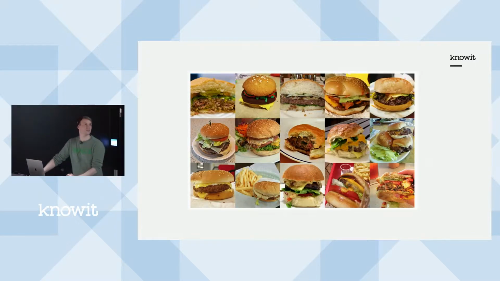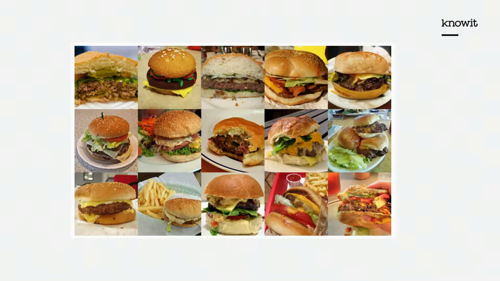Here we have yet another example. One of the images is fake, the others are real. Top second. It's the top, the right. Yeah, it's really hard to distinguish the fake image from the real ones.